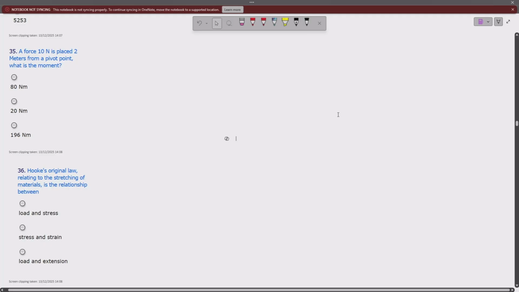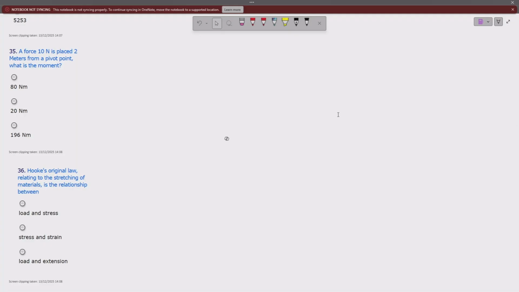(35) A force of 10 newtons is placed 2 meters from a pivot point. What is the moment? So we know the formula for moment to be force times perpendicular distance. So we have our force to be 10 newtons. Now distance d equals 2 meters. So our moment will be 10 newtons times 2 meters. That will give us 20 newton meters.